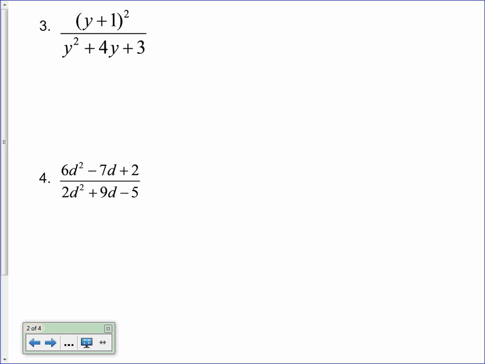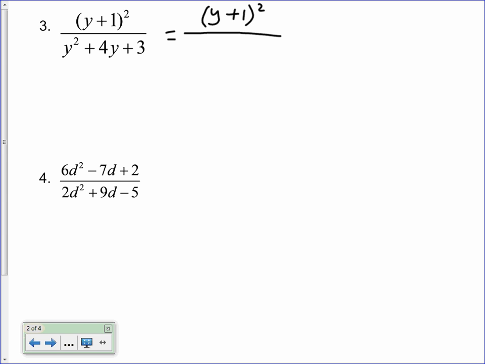I'm not going to expand it, because expanding it will actually make this more complicated and more difficult to handle. So I'm going to leave the top alone. So that's just y plus 1 squared. Now, we have to factorize the denominator.